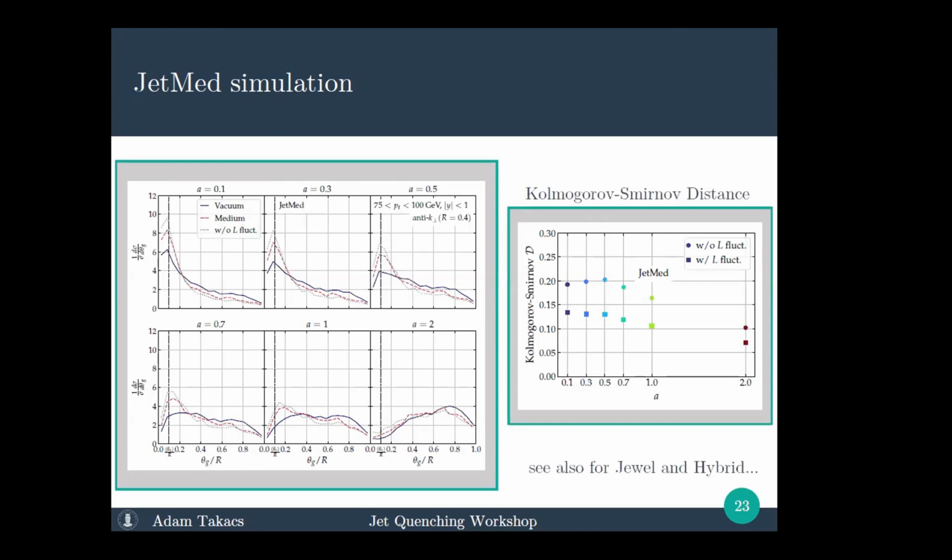So we did this analysis for each of these Monte Carlos, varying this a parameter, and we tried to find which one is the most suitable to characterize this jump. And we use the Kolmogorov-Smirnov distance, which is a statistical tool to see the difference between two distributions.